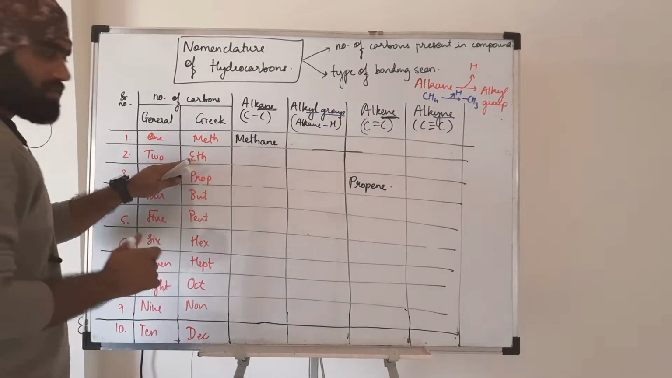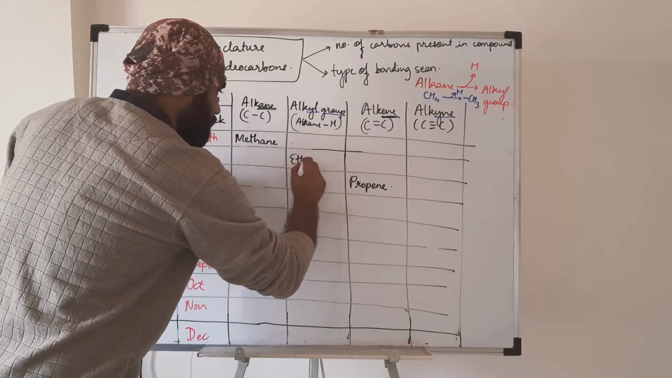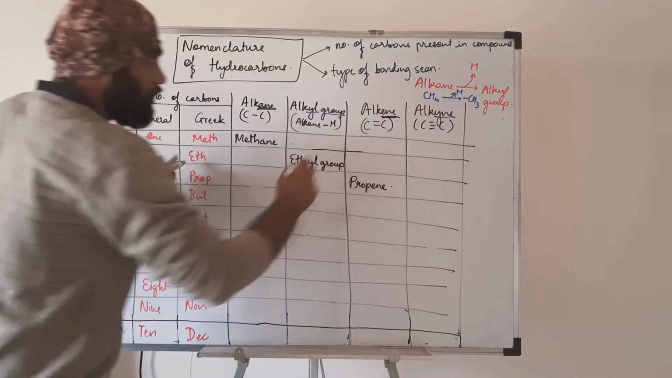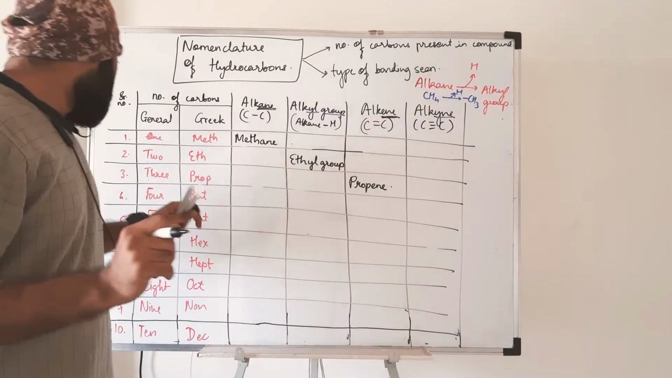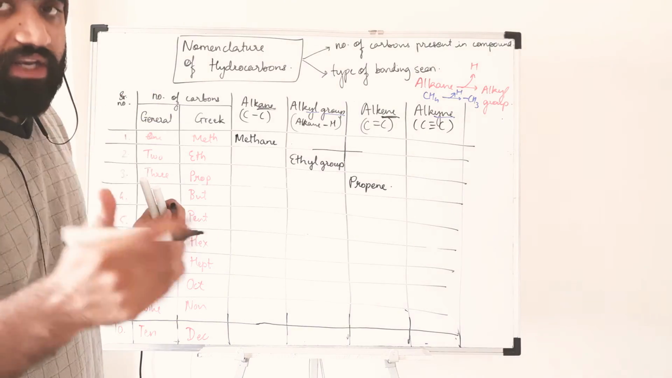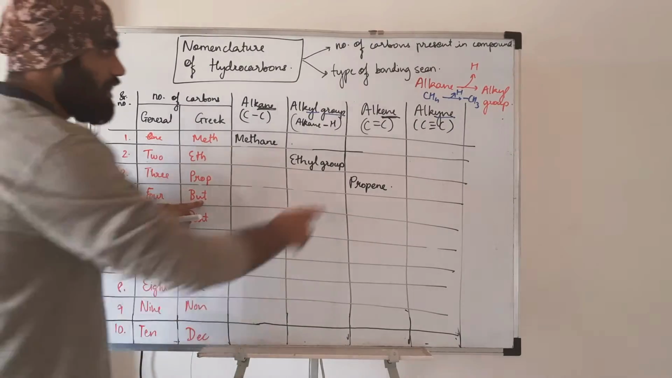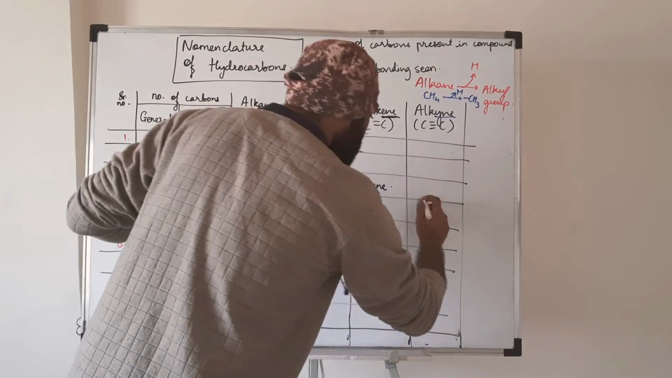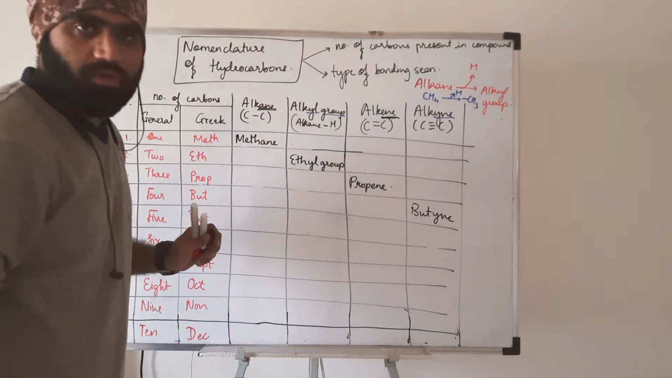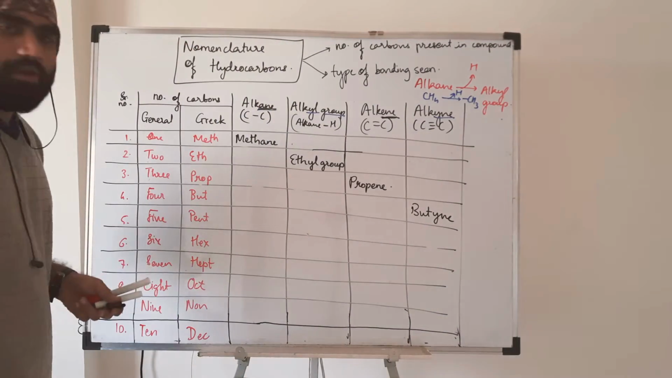Two carbons means eth, so I'll say ethyl group. Now if it is asked what will be the name of an alkyne having 4 carbon atoms, for 4 carbon atoms we know it is but, and instead of ene, I write yne, so butyne, and so on. So I can fill this table accordingly.